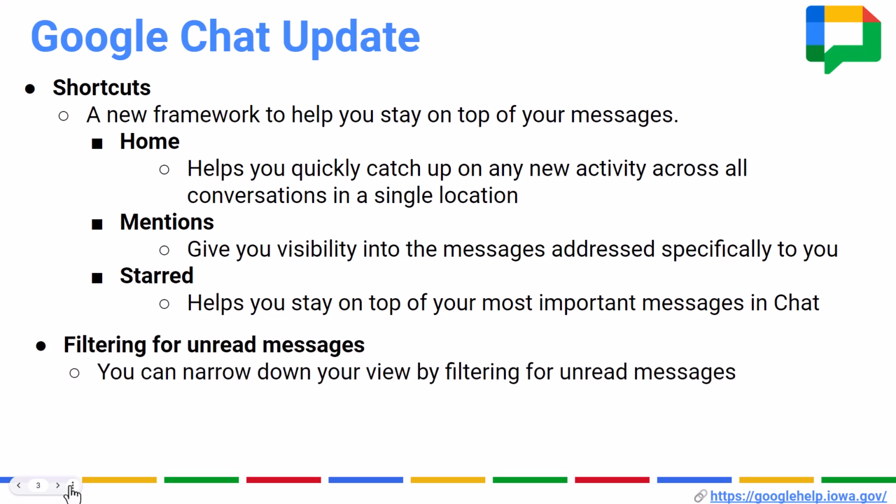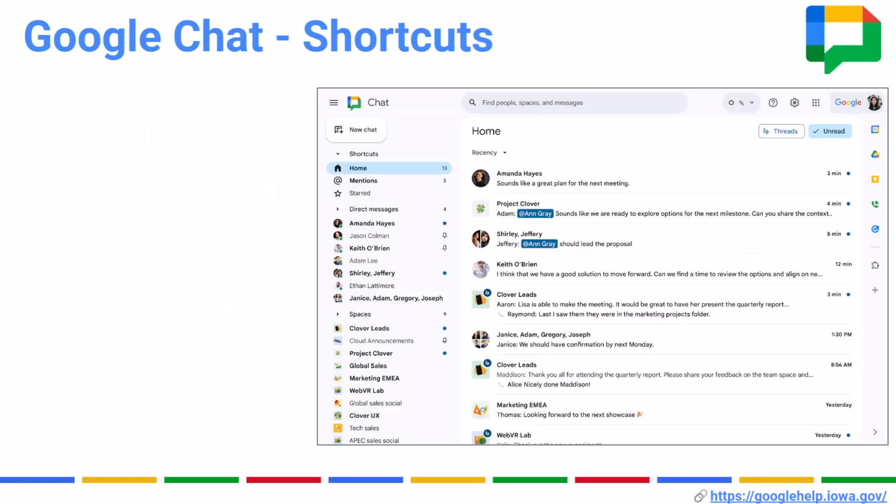Next up, you will have the option to filter for unread messages. This will give you the ability to narrow down your view by filtering for unread messages. And lastly, Google has launched a new icon for Google Chat. The first stop is Google Chat, and we're going to discuss the new framework shortcuts.